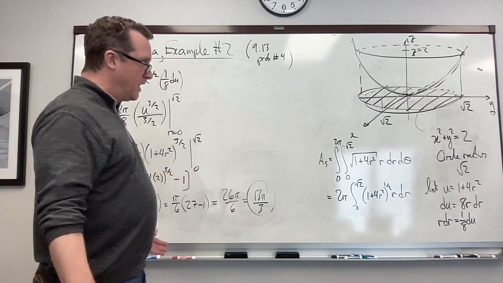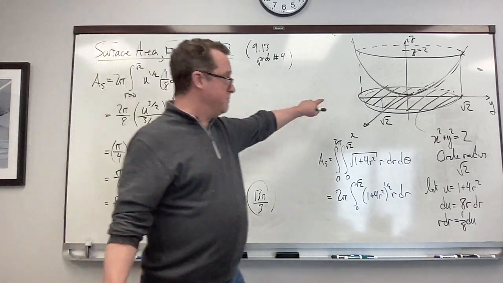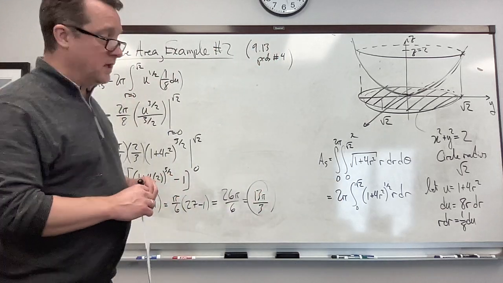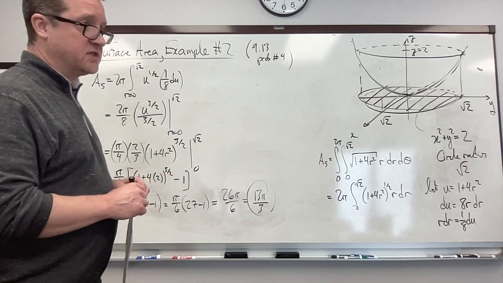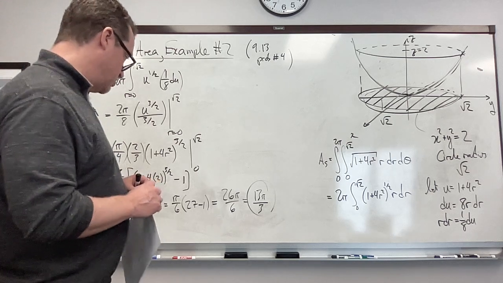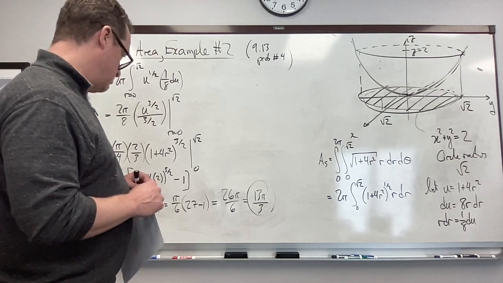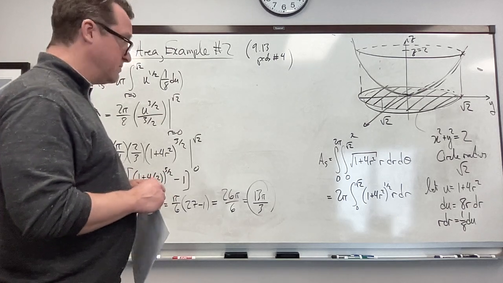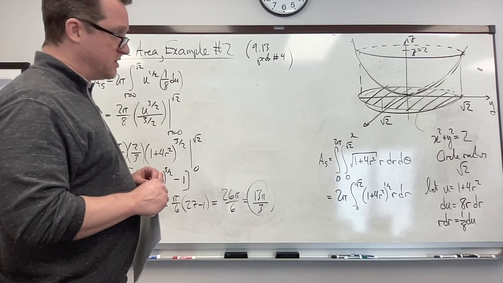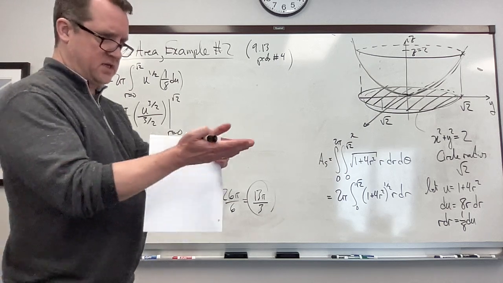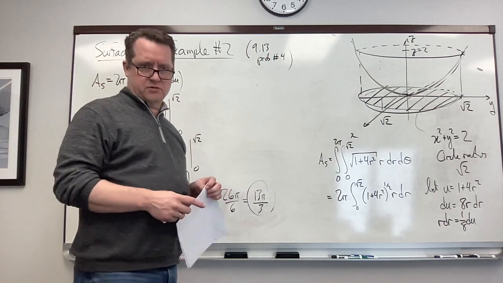What's another thing we could say? Well, it's surely got to be bigger than the area of the circle of radius square root 2, and that is pi r squared, so that'd be 2 pi. So is it bigger than 2 pi? Yeah, it's bigger than 2 pi. It's about 4 pi, a little bit bigger. So it's about 2 times the surface area of the bottom circle. That makes sort of sense, right? You take this paraboloid up, it should have 2 times the area.